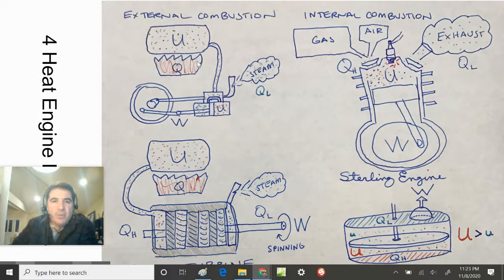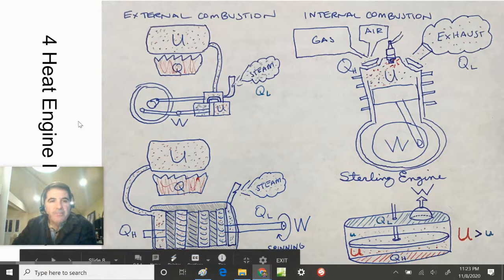This one is the external combustion machine, which is like a steam engine, like a steam locomotive. This one is a steam turbine. This one is a gasoline motor, just like in your car, unless you have an electric motor. And this one is called a Stirling engine.